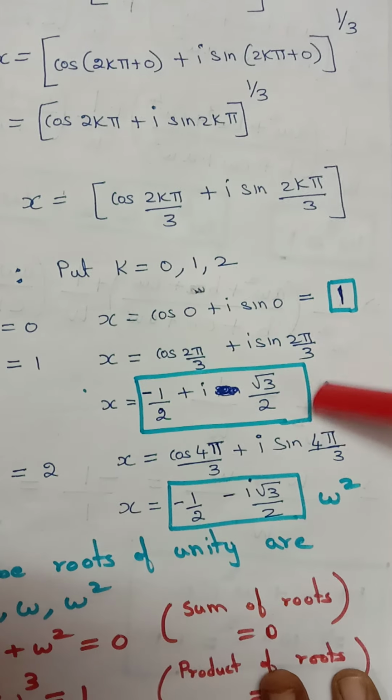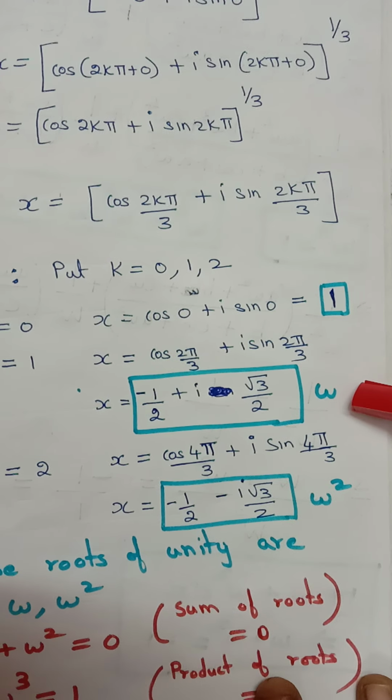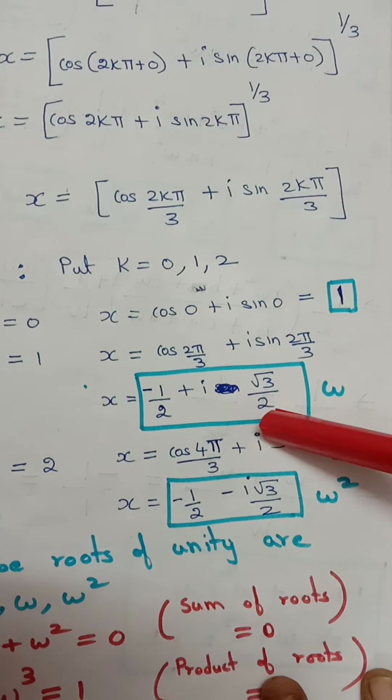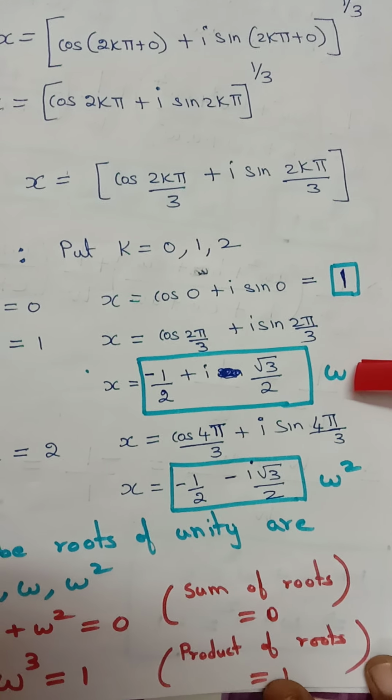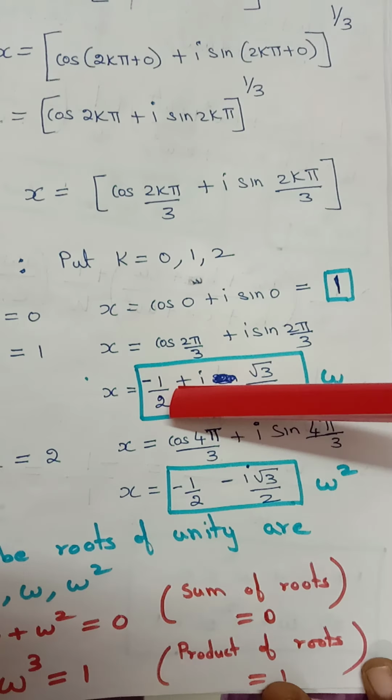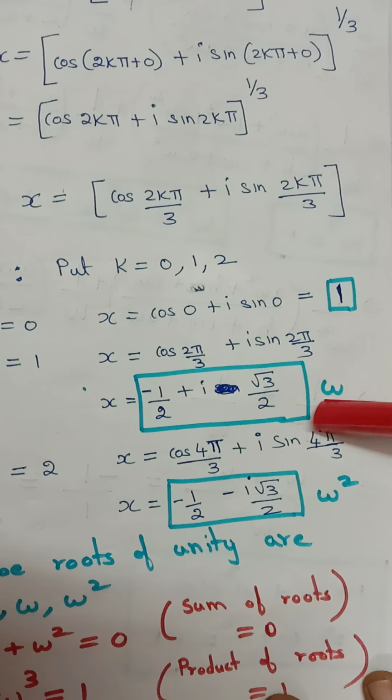Usually the second root we denote by the letter omega. So this is the value of omega. This you should know, memorize. In cube root of unity, what is the value of omega? Minus 1 by 2 plus i root 3 by 2.